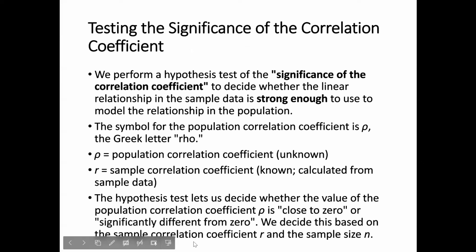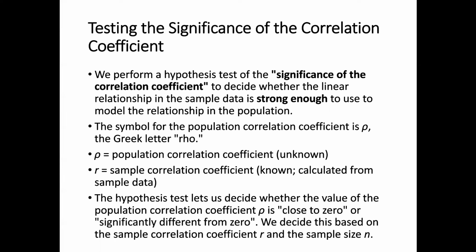We perform a hypothesis test of the significance of the correlation coefficient to decide whether the linear relationship in the sample data is strong enough to model the relationship in the population. So is my correlation coefficient strong enough that I can actually take my regression equation and make predictions about my population? Because my regression equation comes from a sample of my population. So if the relationship is strong enough, I can use it to predict things about the population.